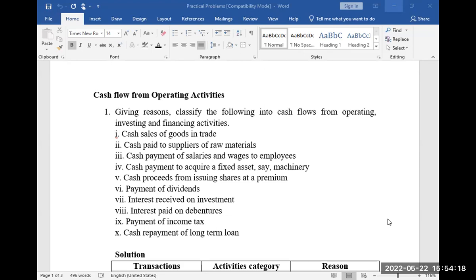Fourth one, investment activity. Fifth one, financing activity. Sixth one, financing activity, cash outflow. Seventh one, interest received on investment. Investment activity. Good. Next. Eighth one, interest paid on debenture. Financing activity, cash outflow.